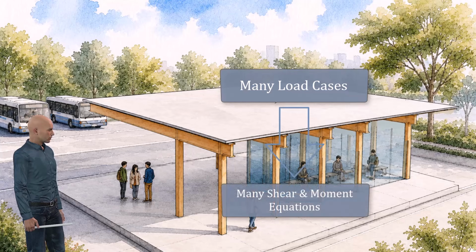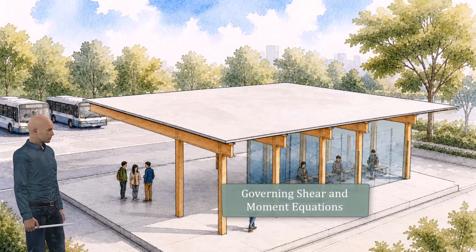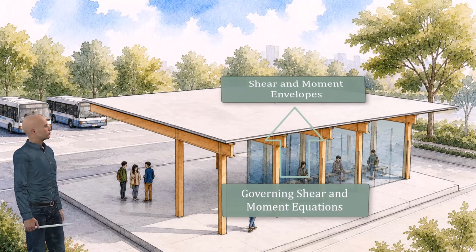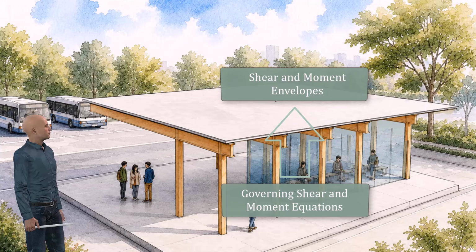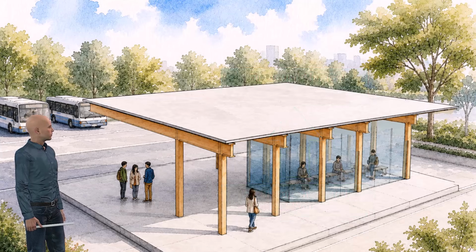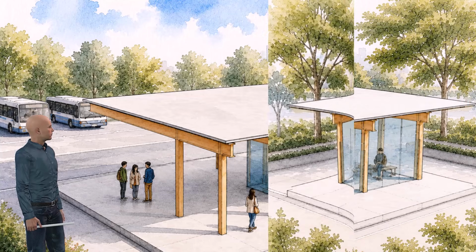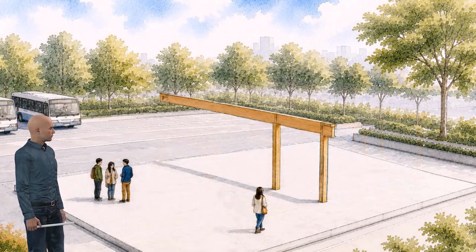So we are no longer asking, what is the shear diagram? Or what is the moment diagram? Instead, we are asking, across all the required load cases, which set of shear and moment values should be used for design? That is where the use of shear and moment envelopes could become helpful. In this lecture, we will use a bus terminal structure to demonstrate how shear and moment envelopes are developed for structural member design. Consider a typical frame structure in the bus terminal.